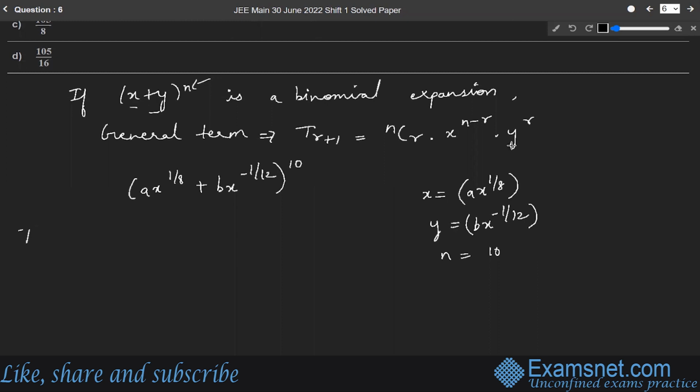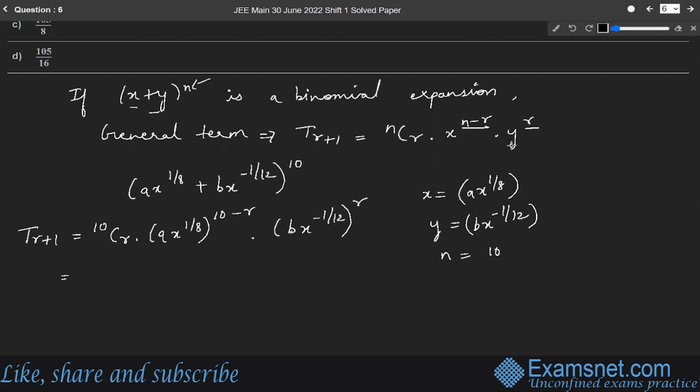So the general term will be T_(r+1) = nCr. What is n? 10. So 10Cr multiplied by x. The value of x is ax^(1/8). What is the power of x? n − r. It means (10 − r) multiplied by y. The value of y is bx^(−1/12), and y power r.